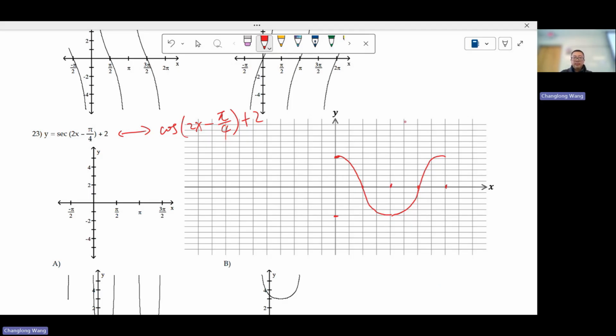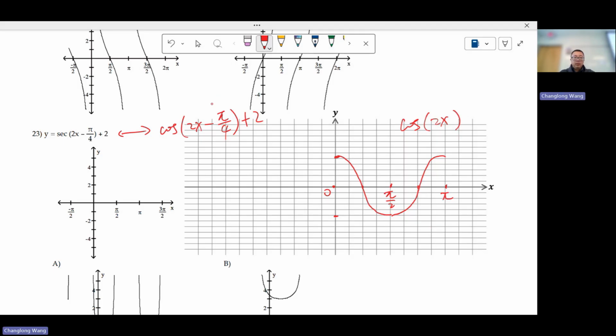But what if I claim that this is the graph not for cosine, but for cosine 2x? How should I label the horizontal scale? Cosine 2x goes from 0 to pi, right? Because it has been squeezed by 2 times. So now, if you want, just show me one more point, which will be the midpoint, pi over 2. That should be good enough. Don't even bother with the quarter points.